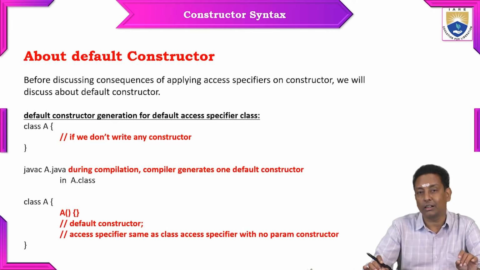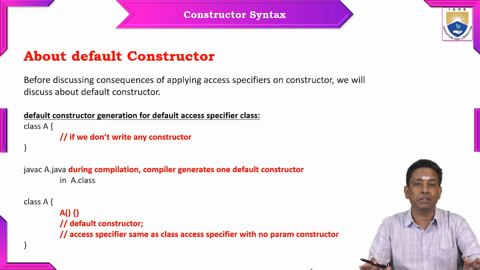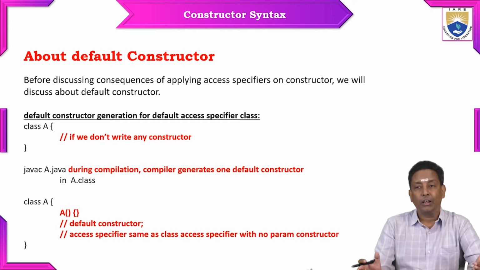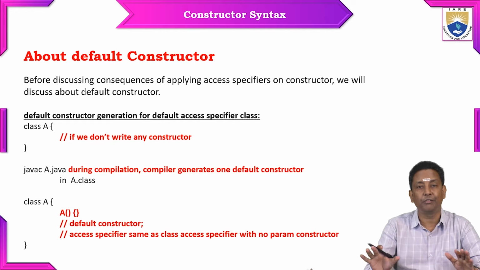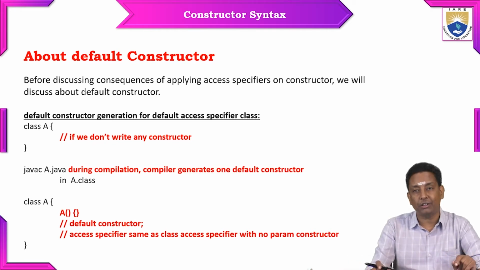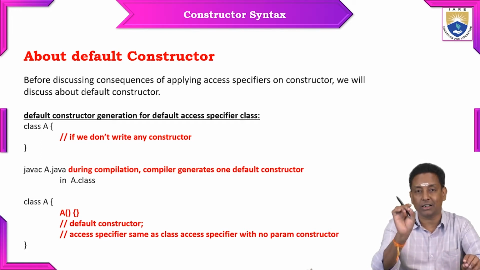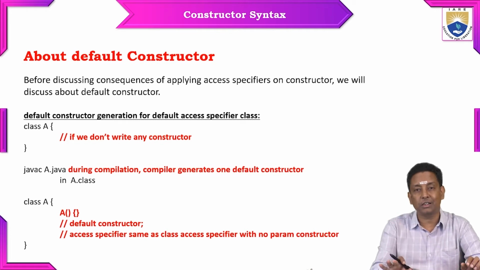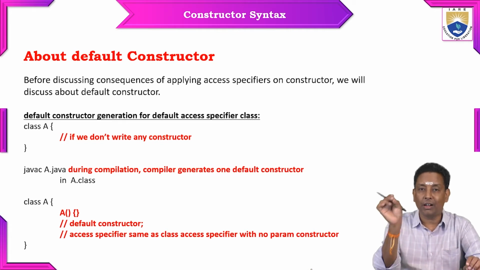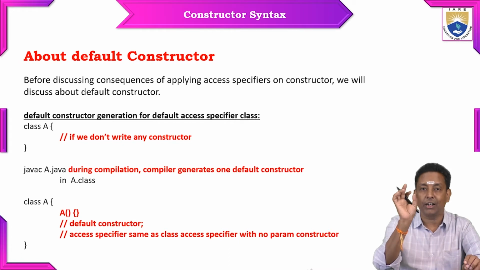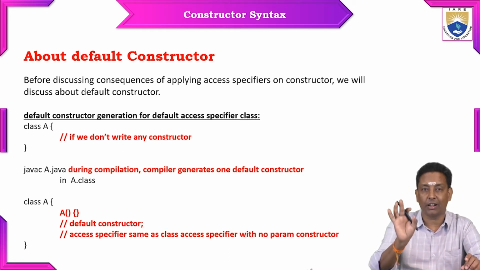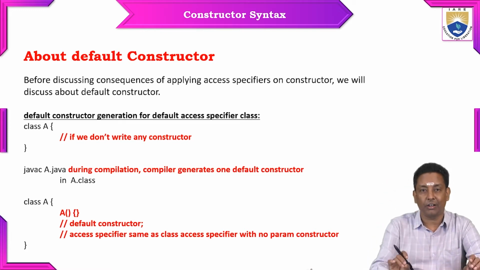It is by default generated. By default generated means if we don't write any constructor in the class, during compilation time, the compiler will go and check in the class whether a constructor is written or not. If no constructor is present, the compiler will automatically generate one default constructor in every class. Such a constructor is called a default constructor.